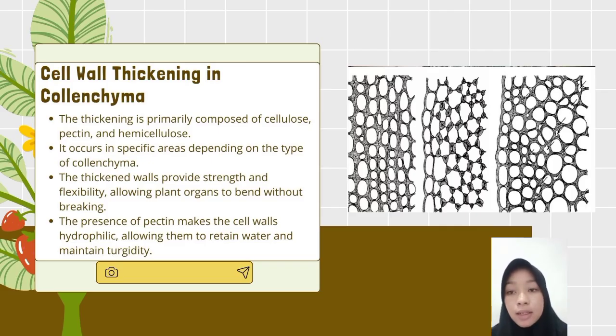Cell wall thickening in collenchyma. Collenchyma has unevenly thickened cell walls, which consist of cellulose, pectin, and hemicellulose. Thickening occurs in specific regions, depending on the type of collenchyma. The presence of pectin makes the cell walls hydrophilic, allowing them to retain water, and the thickened walls provide strength and flexibility, allowing plant organs to bend without breaking.